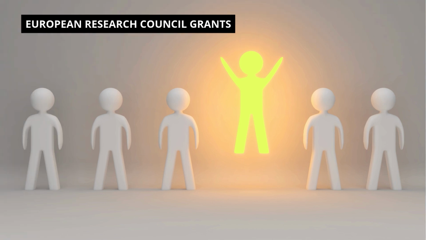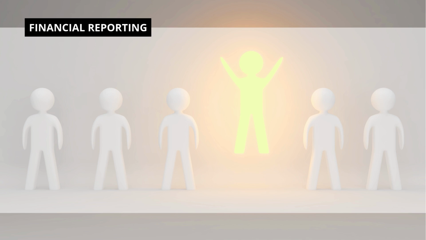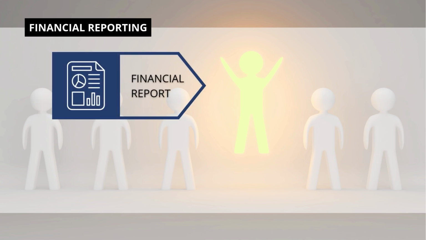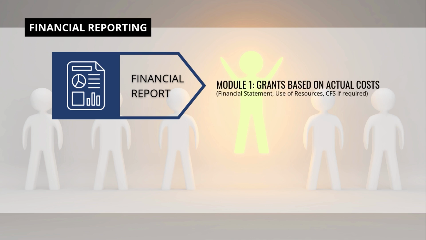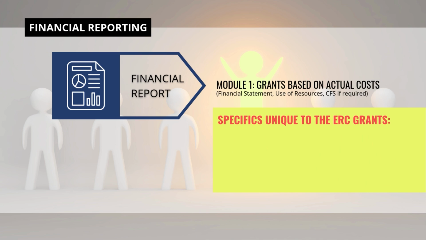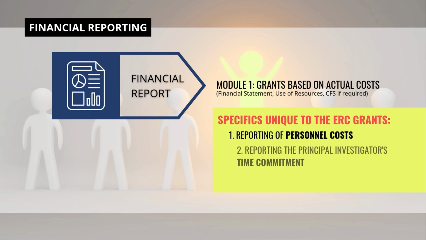European Research Council grants support outstanding principal investigators and their teams in conducting cutting-edge research at the frontiers of human knowledge. For ERC grants based on actual costs, the fundamental financial reporting principles and the audit rules remain the same as outlined in the Module 1 video. However, due to the unique characteristics of ERC grants, there are specific differences in financial reporting, particularly in following three key areas.